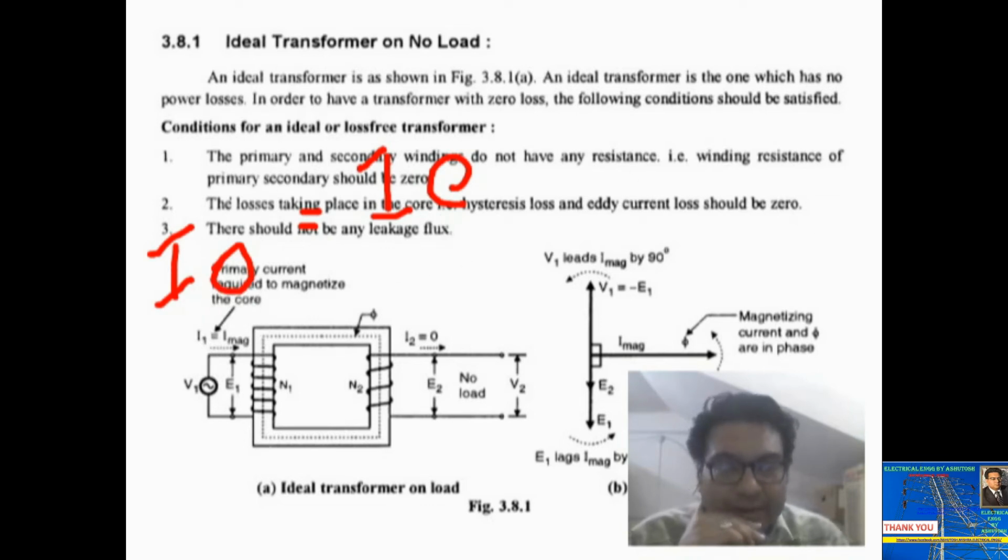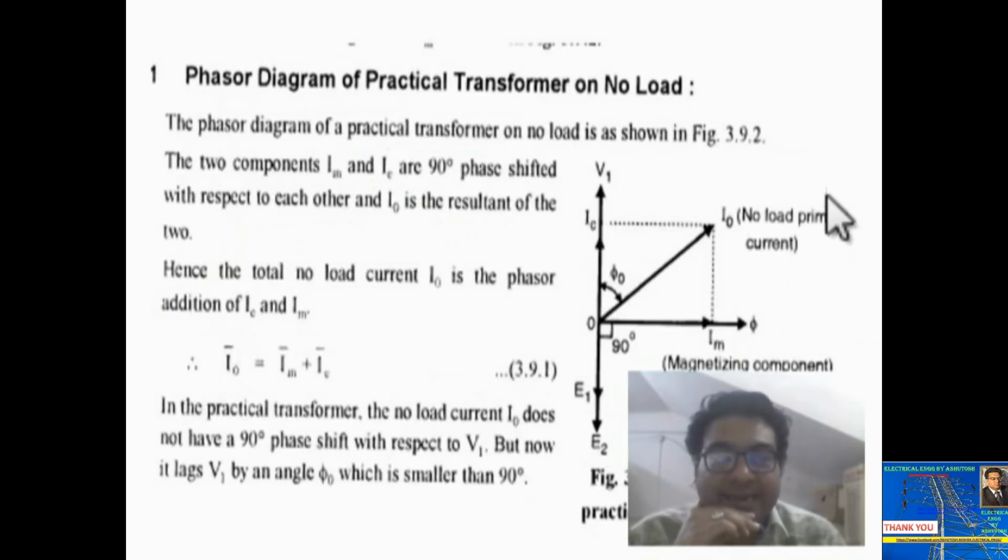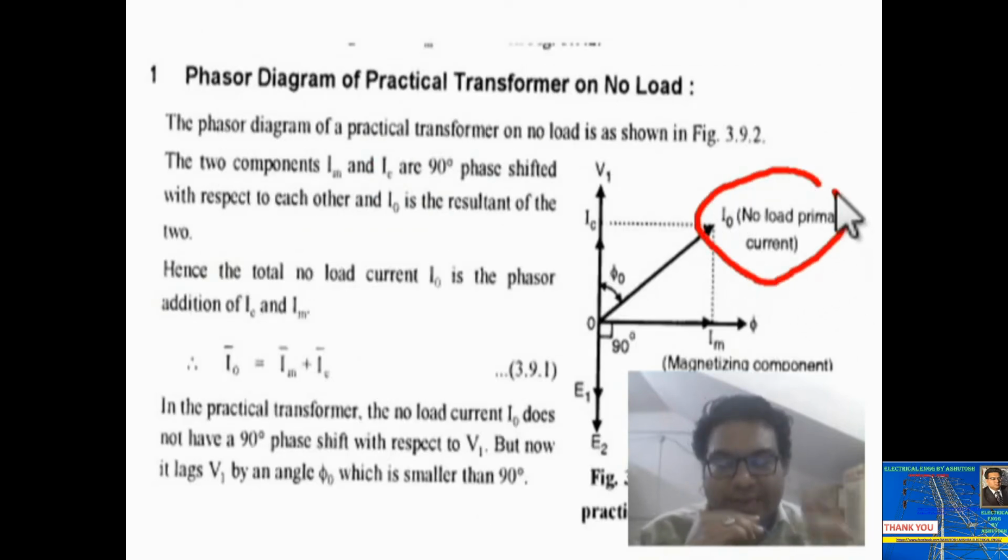So guys, now what will be done exactly? This current is called the no load primary current, which will be lagging in nature, always lagging by the phase difference angle phi 0 from this voltage V1. And now this primary current, no load current or exciting current, will be divided into two parts. So guys, now we have to divide it into two parts because it will do two jobs. Okay, so this is the no load current, and it will be divided into two parts because this current will have two functions. Okay, see here, this current will have two functions.